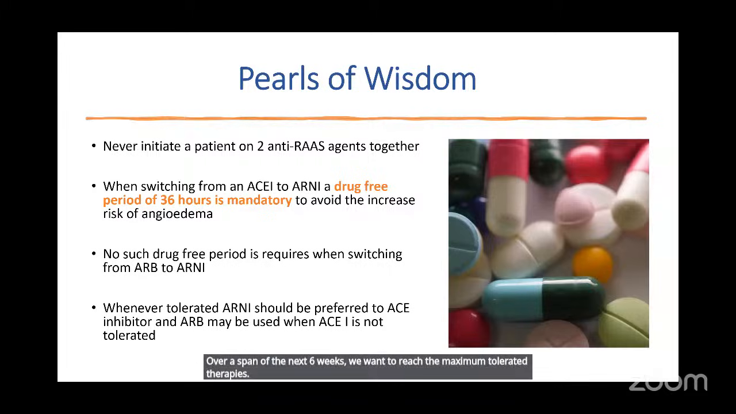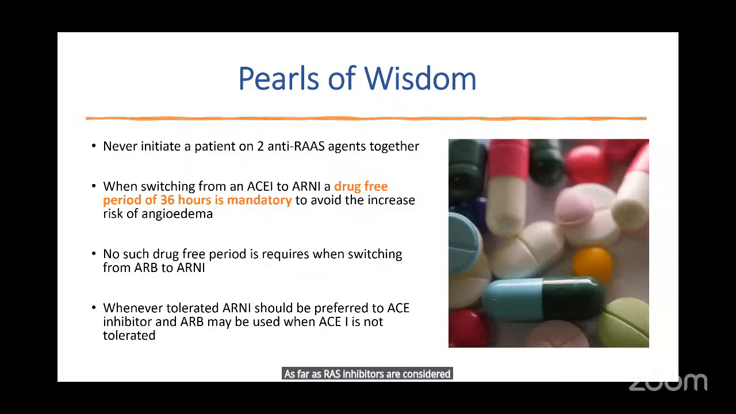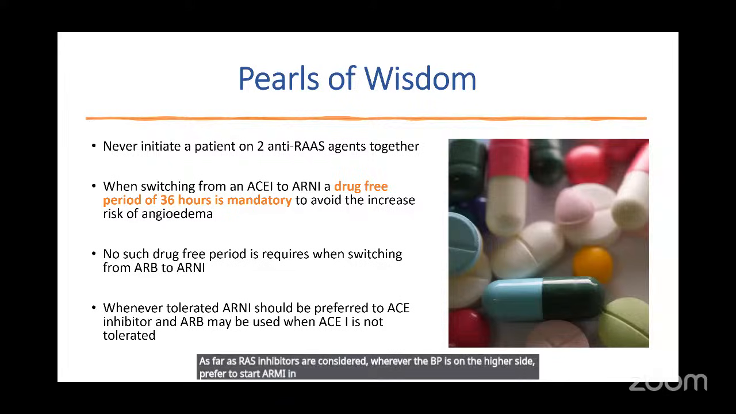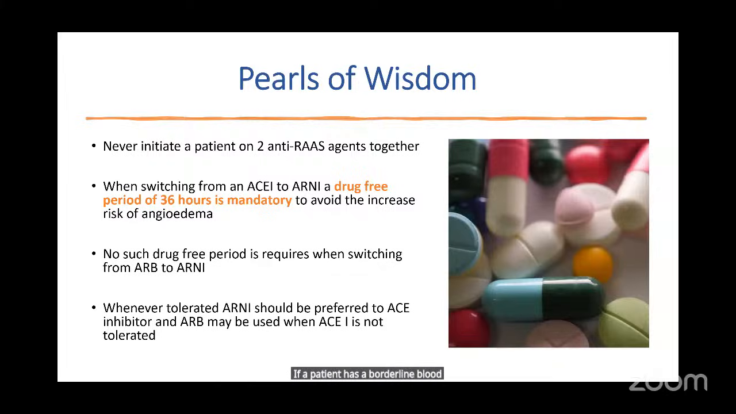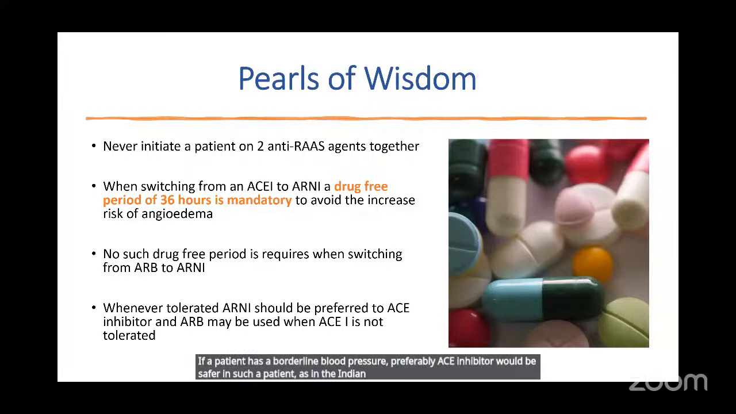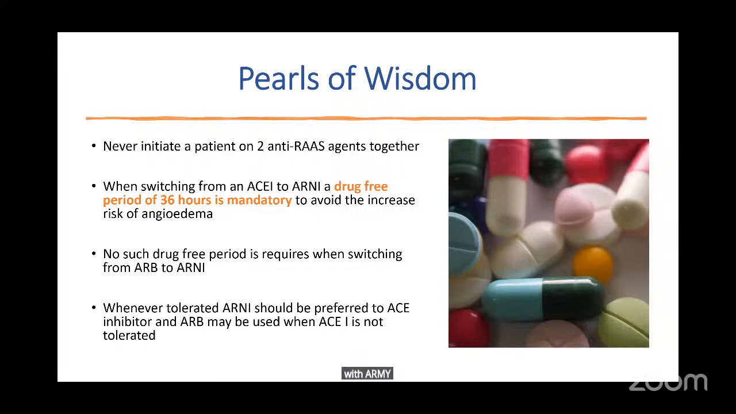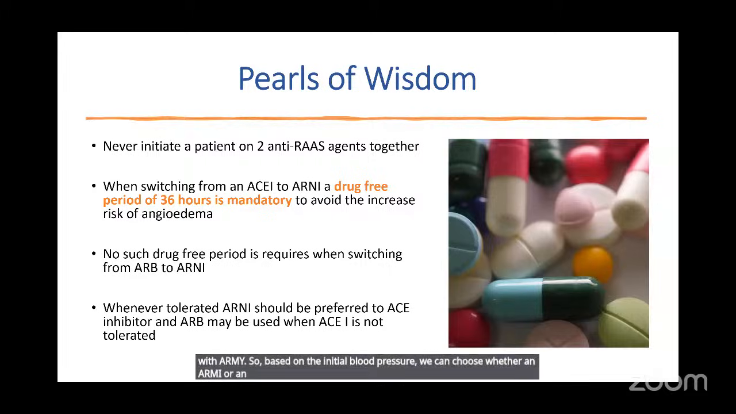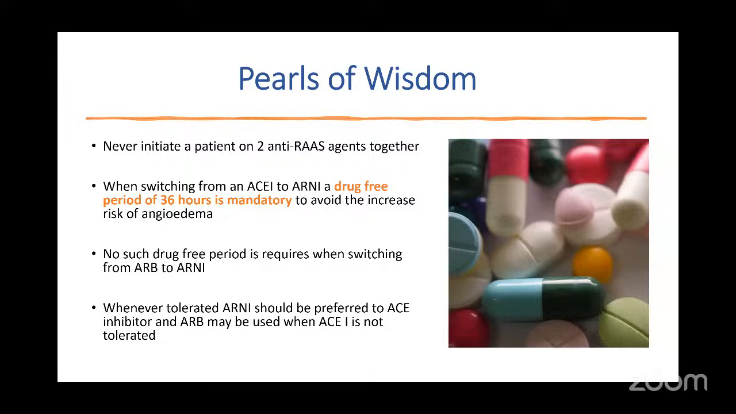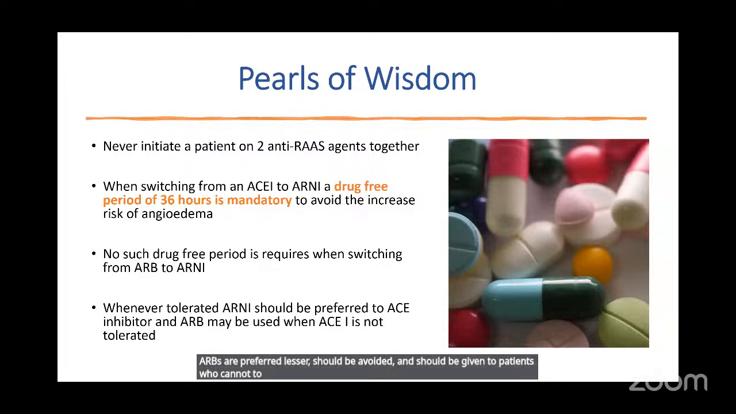As far as RAS inhibitors are considered, wherever the BP is on a higher side, prefer to start ARNI in the absence of any contraindication. If a patient has a borderline blood pressure, preferably ACE inhibitor would be safer in such a patient, as in the Indian population, most patients decompensate or develop hypotension with ARNI. So based on the initial blood pressure, we can choose whether an ARNI or an ACE inhibitor. ARBs are less preferred, should be avoided, and should be given to patients who cannot tolerate an ACE inhibitor.